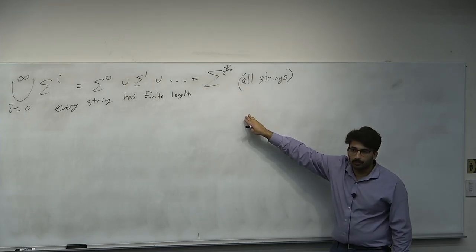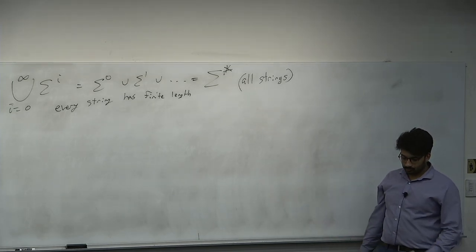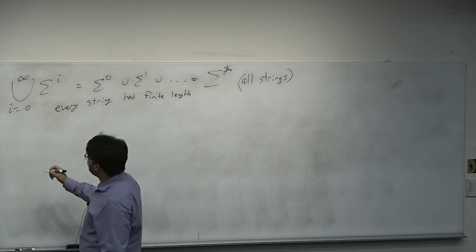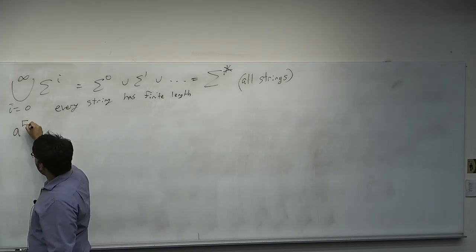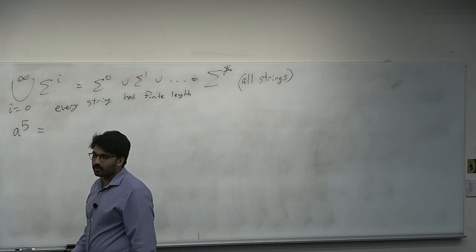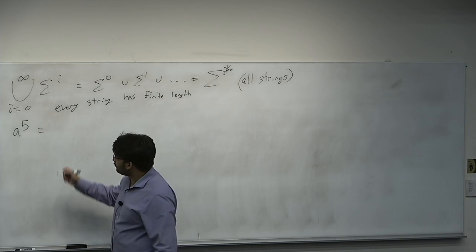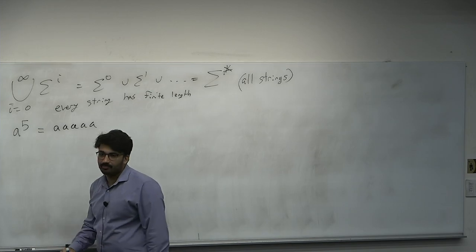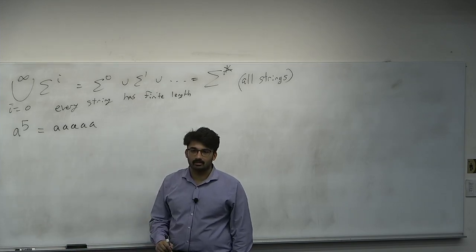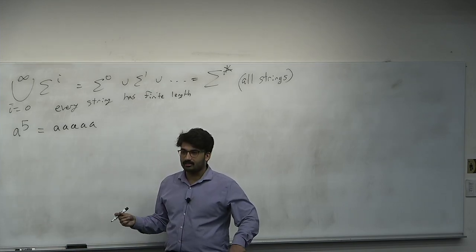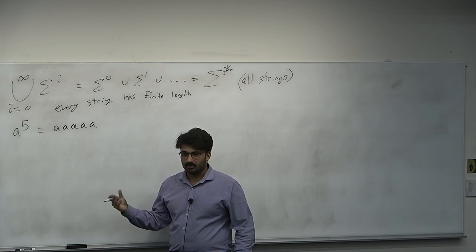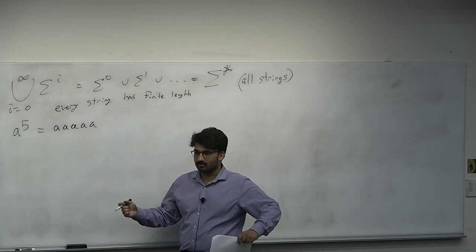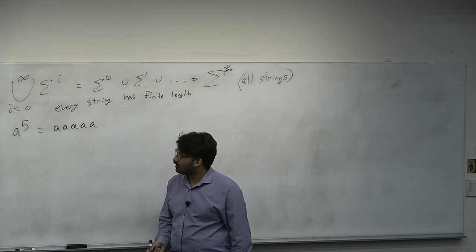Questions so far? All right, we do a little mathematical shorthand, like a to the 5. We use kind of a multiplicative notation. So a to the 5 basically means the symbol a 5 times. It's as if you're doing multiplication, but a is not like a number or an element of some algebraic structure or a matrix or whatever. It's just a symbol. So it's just a way to expand that.